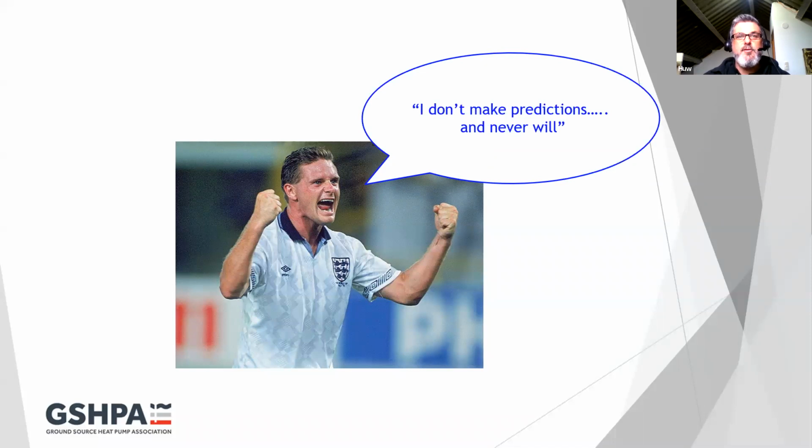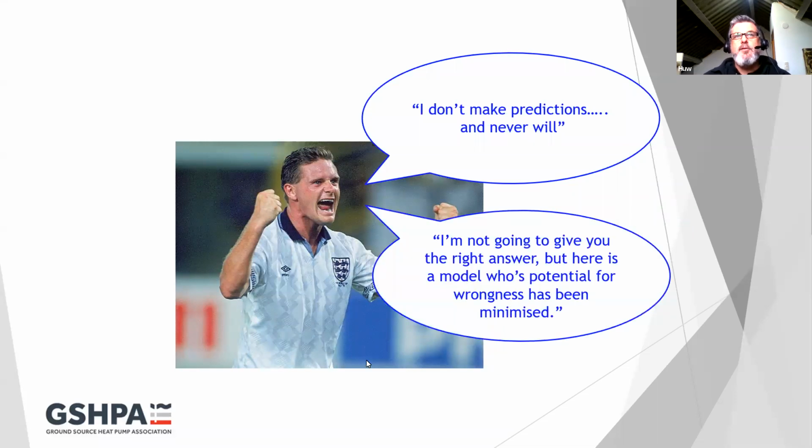One of our issues is there's no reason why a numerical model should be able to accurately predict the future. One of our problems being that a model cannot tell us what will happen in the future. It can actually only really tell us what won't happen. And the range of predictions that lie within the not possible bounds may be quite large. So at the very best, a modeler can reasonably justify something along the lines of, I'm not going to give you the right answer, but here is a model whose potential for wrongness has been minimized, which is probably not what Jimmy Hill and the guys at Match of the Day were expecting to hear at the time from Paul Gascoigne.